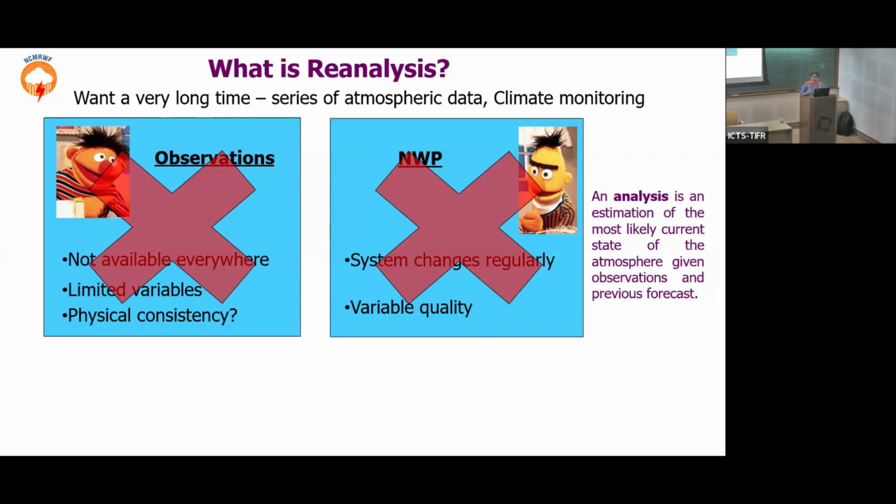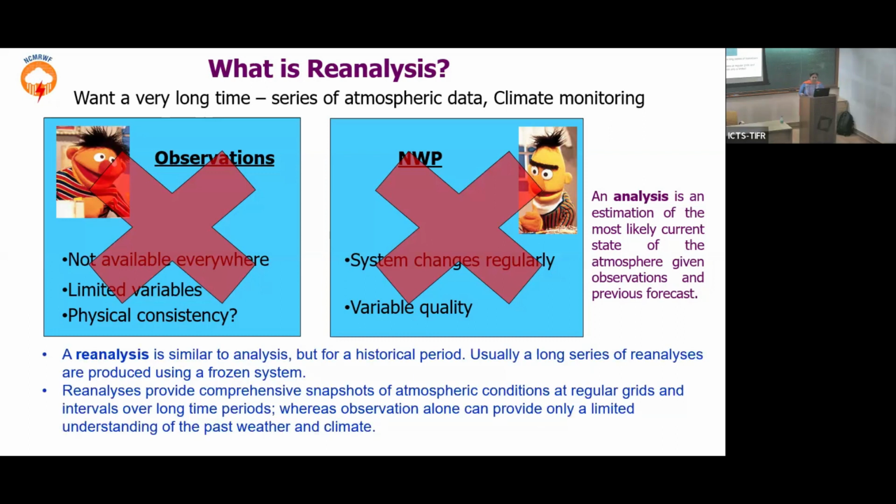So you know the analysis. Analysis is an estimation of the most likely current state of the atmosphere given observations and the previous forecast. Then what is reanalysis? Analysis and reanalysis are almost the same, but reanalysis is similar to analysis for a historical period. We are doing this with IMDAA. We were discussing that IMDAA covers 1979 to 2020, so we started running from 1979.